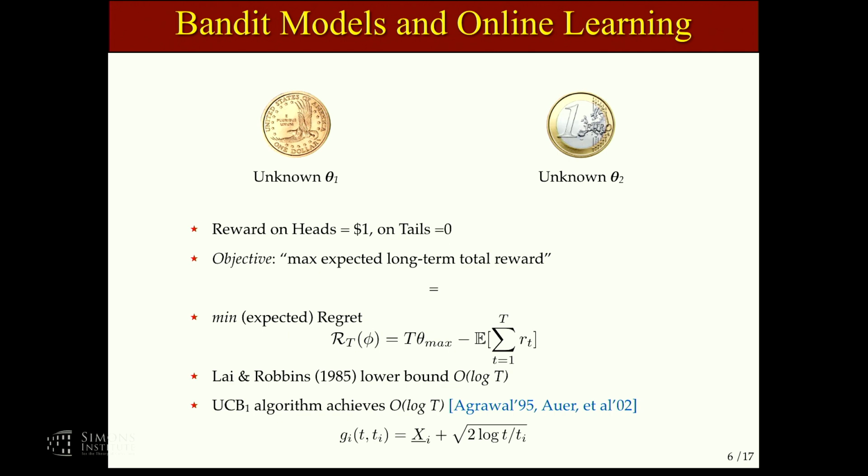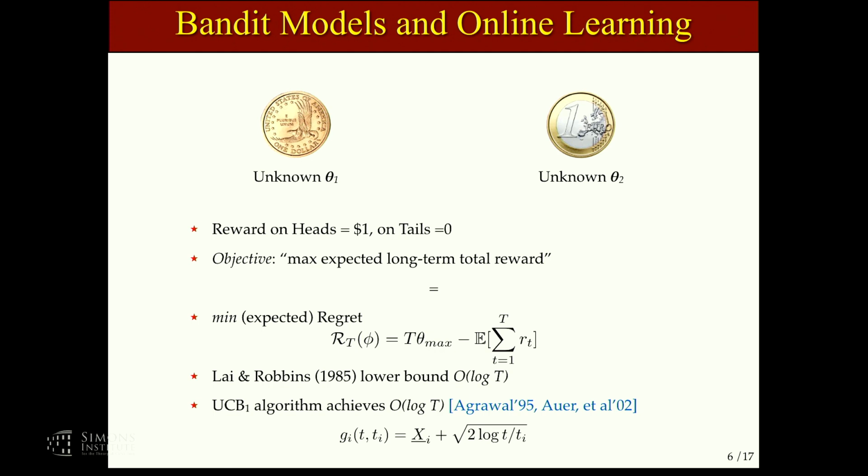Now this problem, as stated, was given by Lai and Robbins in the mid-'80s, and they also gave a lower bound on any learning policy. They showed that there is no learning policy that can achieve regret better than log t. So it cannot grow slower than log t. Or in other words, convergence to the optimum cannot happen faster than log t by t. That's the best that can happen.